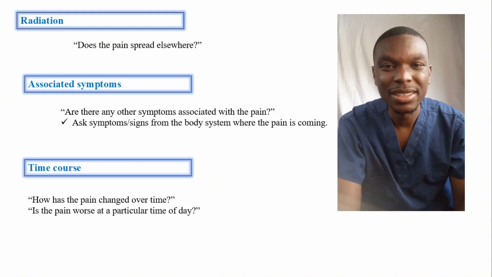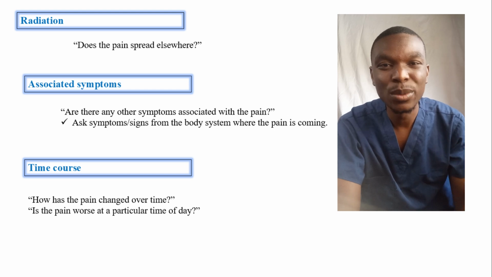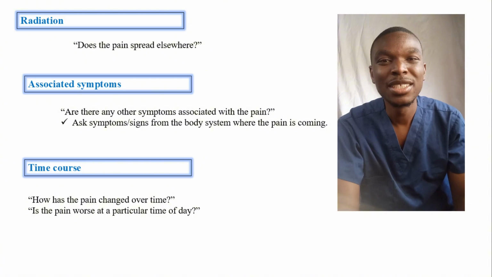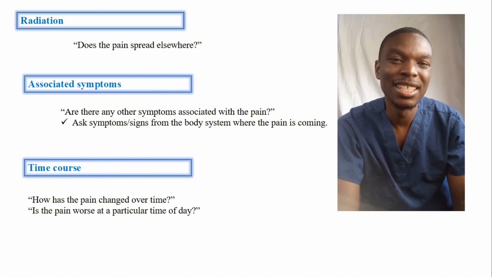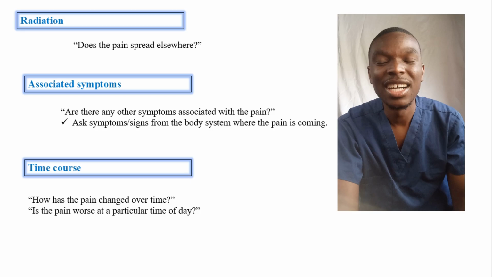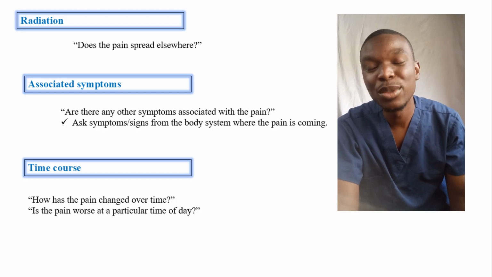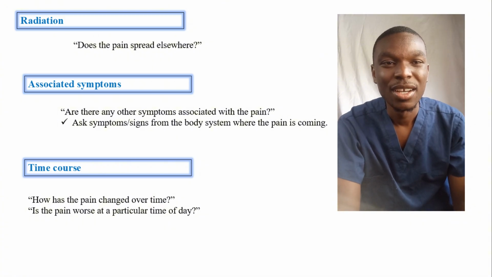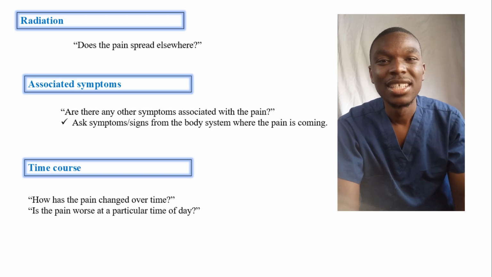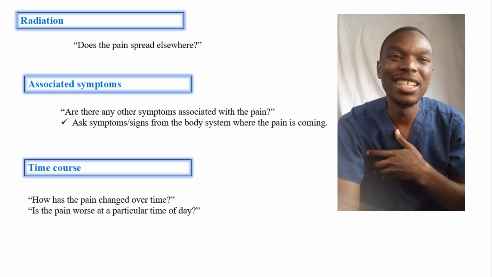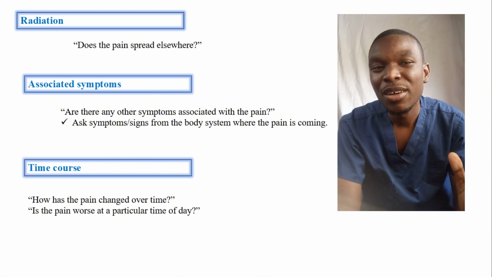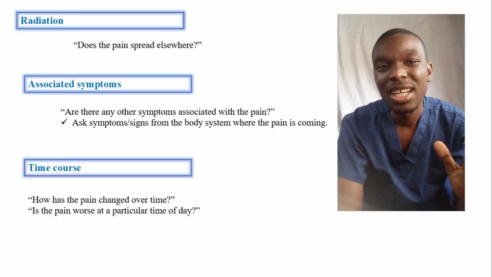Then talk about radiating. Where is the pain radiating to? For example, a patient will tell you, no, this pain started at the umbilicus, then now it's radiating to the right lower side of the abdomen, to give you a picture of this pain. Or the patient will tell you, this pain started in the central chest, and now it's radiating to the neck and shoulder. All these kinds of pain will give you a picture of the cause of the pain.